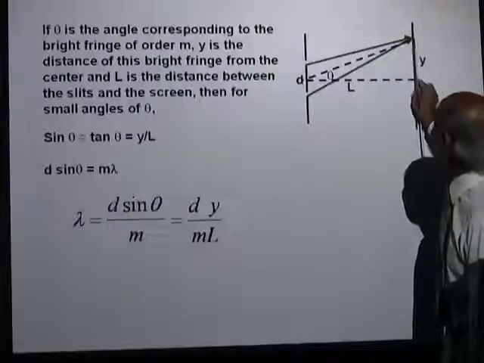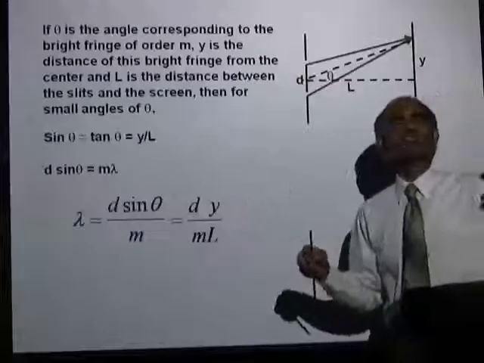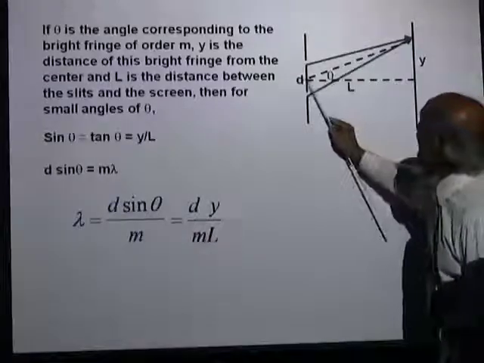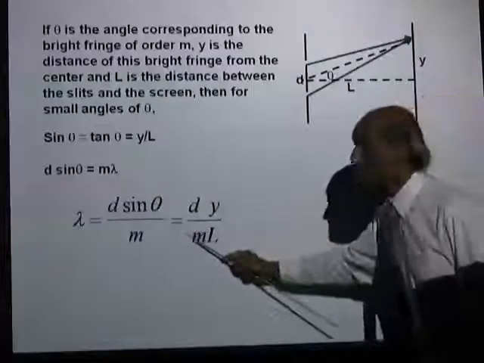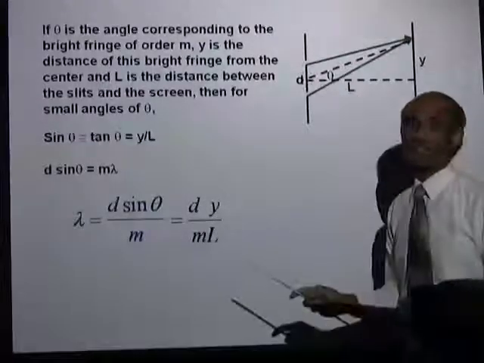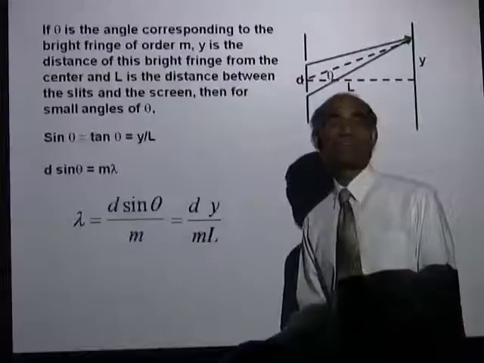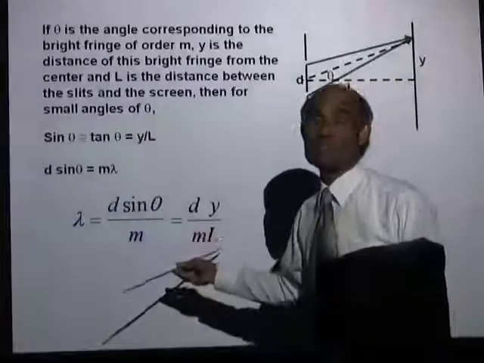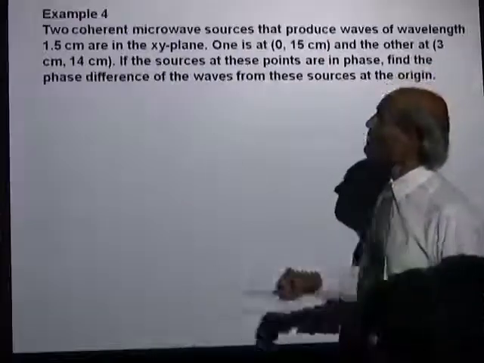So what does y stand for? Y is the distance of the mth bright fringe. That is, it can be the second, third, fourth, whatever you choose, from the center. L is the distance between the slits and the screen, and m is the order of the fringe. D is the distance between the two slits. You can calculate the wavelength of that light. In fact, that is a very effective way of doing it. I'm sure if you go and major in physics, you will be doing this experiment as a junior in the college. Let's do a small problem.